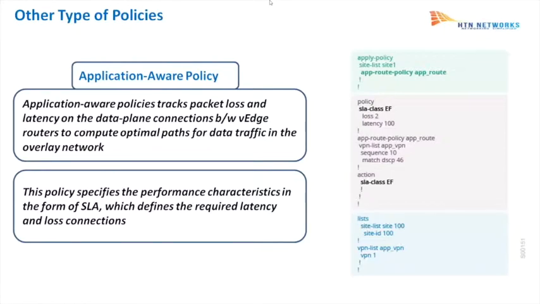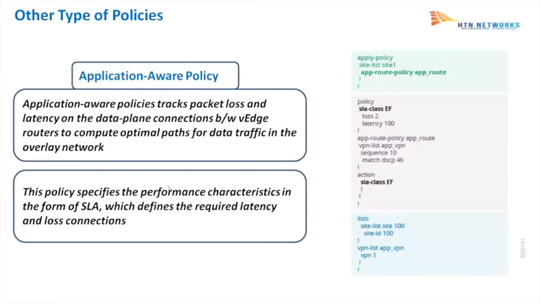Application aware policy tracks packet loss and latency on the data plane connection between the vEdge routers to compute the optimal path for data traffic in the overlay network. So let's say you have one path and it has some kind of issue, packet loss or latency. Then it will switch that path and send the data through another path which has better latency. So you define your SLAs using these policies. This policy specifies the performance characteristics in the form of an SLA, which defines the required latency and loss.